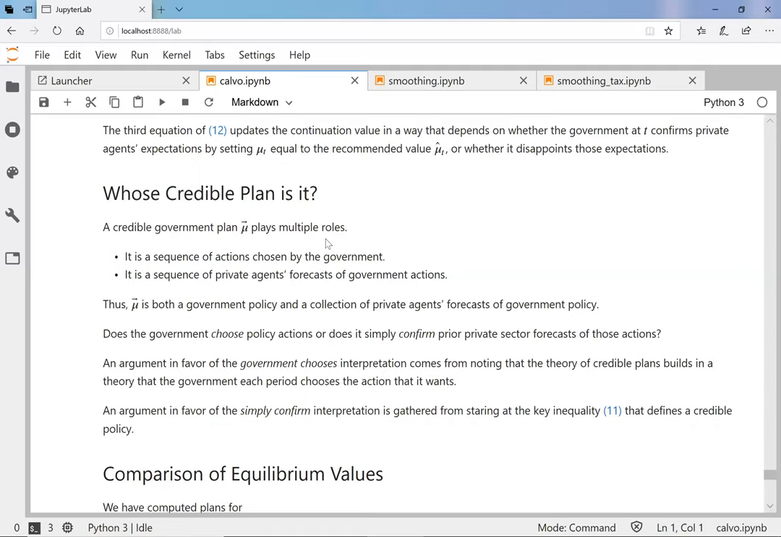By the way, just like theta T for Chang, the brilliance of Chang's paper, theta T played multiple roles. Remember the rate of inflation? It was a forecast, it was a promised value, and it turned out to be an equilibrium actual value. So it's the same variable, same label, theta T, like an actor in a play that gets dressed up and plays multiple parts.